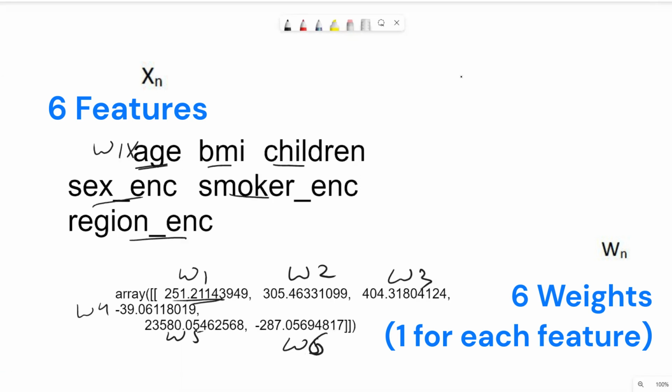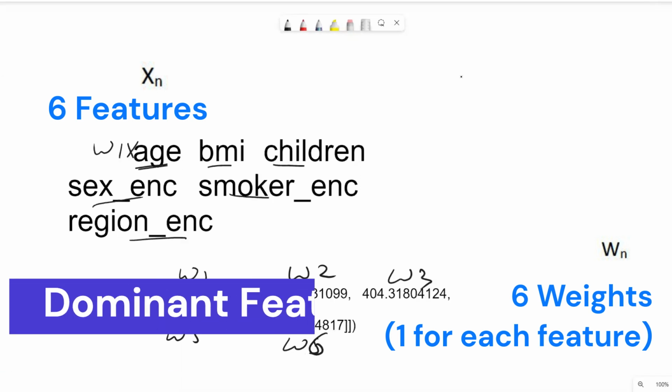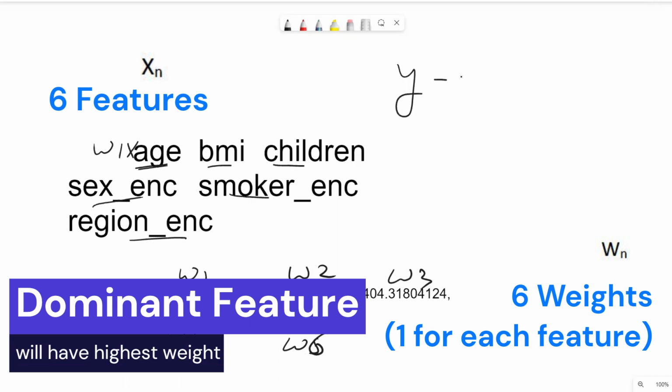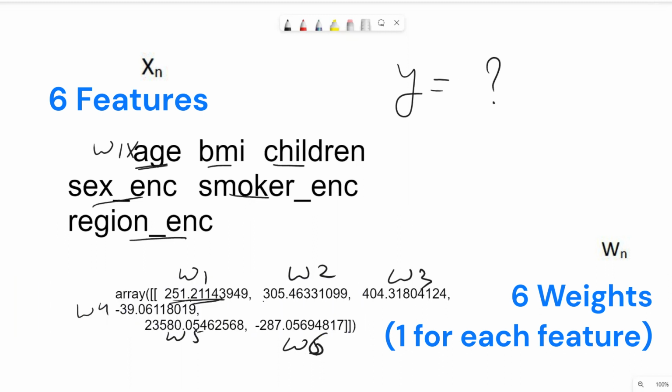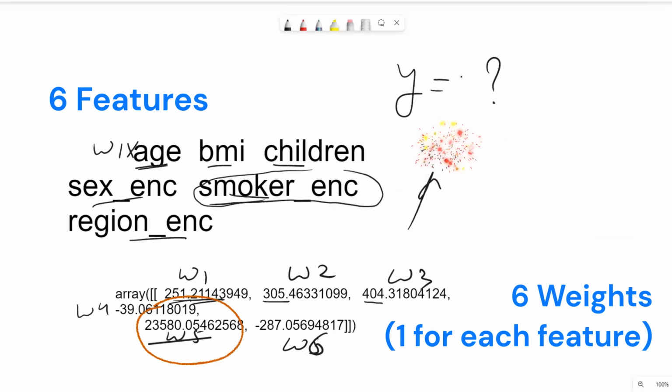So now if I ask you which of these is taking the biggest role in deciding the loan amount, that will be decided by the weight. So look at the maximum weight, 251, 305, this one, right? It is having the value 23580, which means smoking. So if someone is a smoker, their insurance value will spike highly. See what a high weight it is.